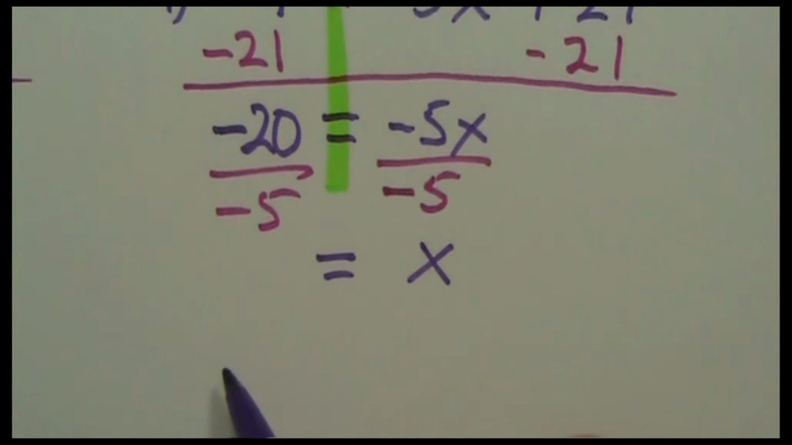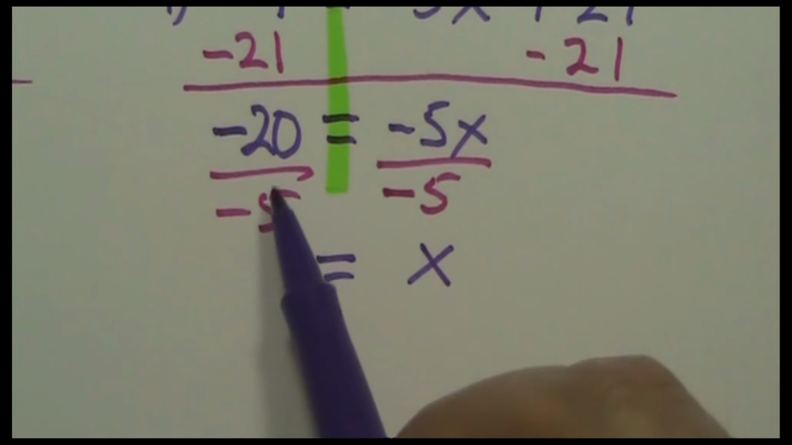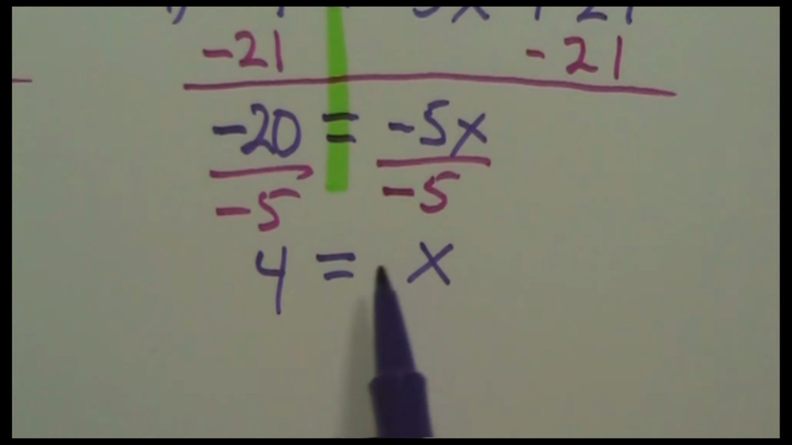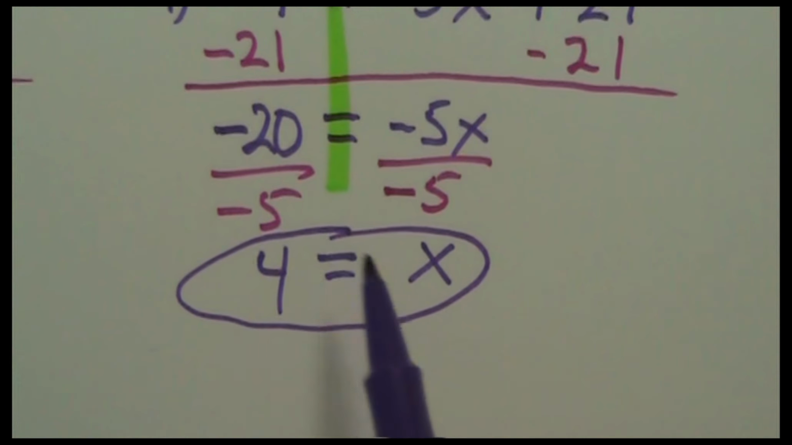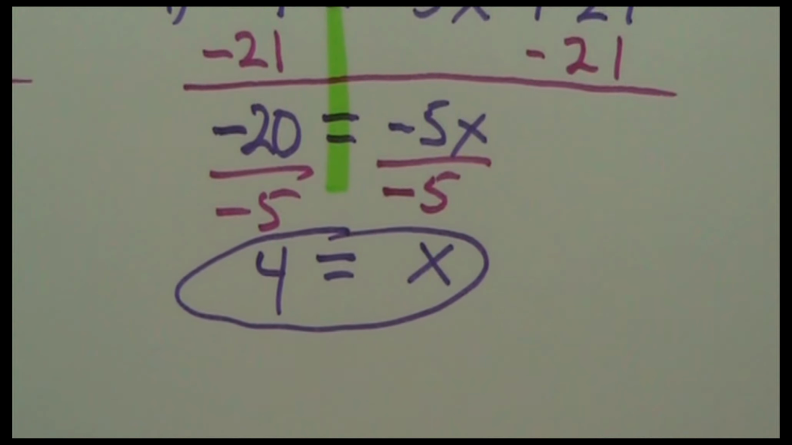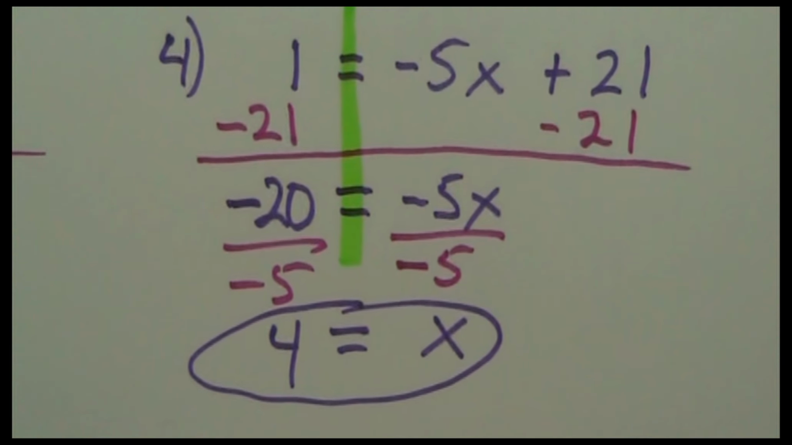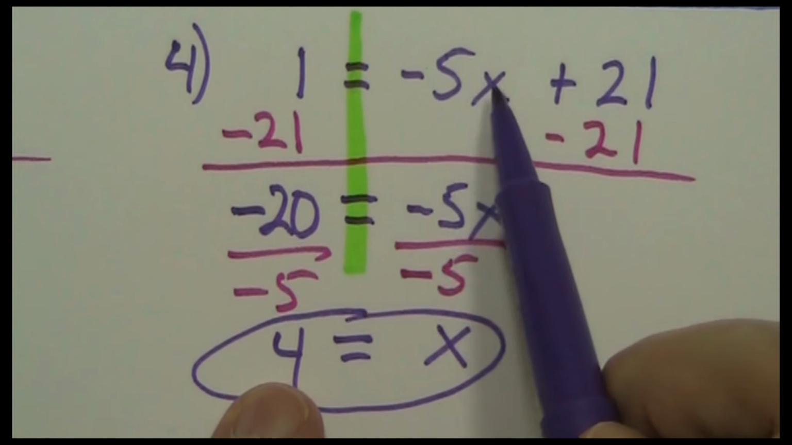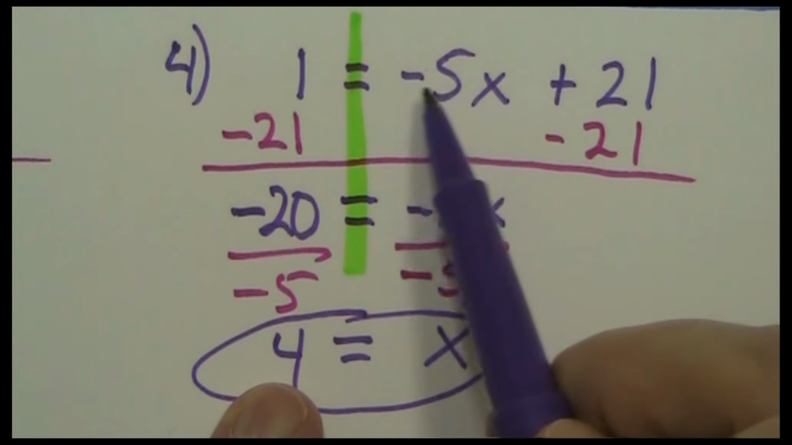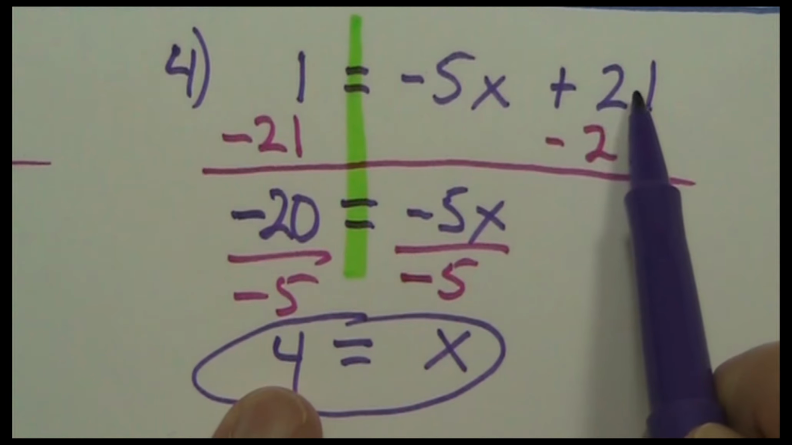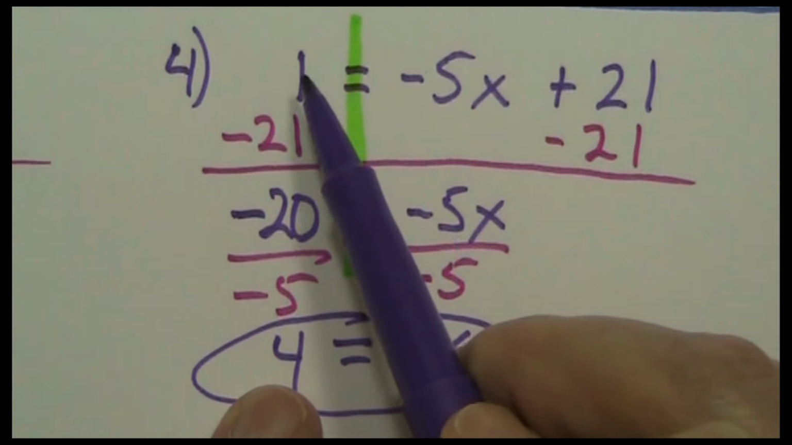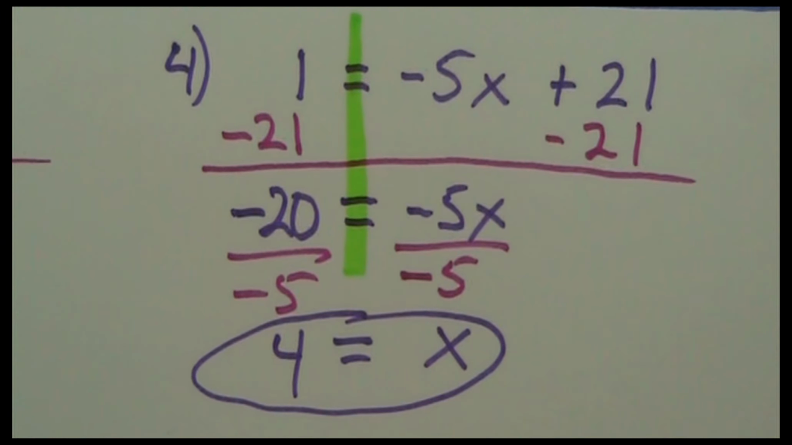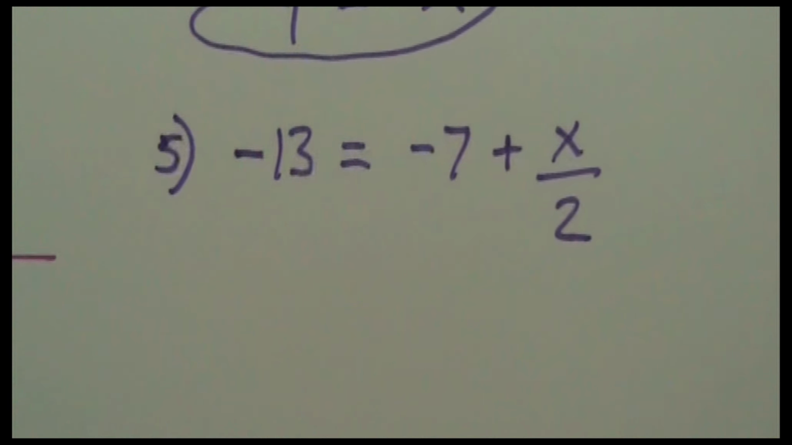On the left side, 5 goes into 20, 4. But there's 2 negatives, and 2 negatives cancel when multiplying or dividing. Now if I was to put 4 back right over here, 5 times 4 is 20, and it's negative, -20. -20 and 21 is just 1. There's more positives. So it works out correctly. All right, number 5.